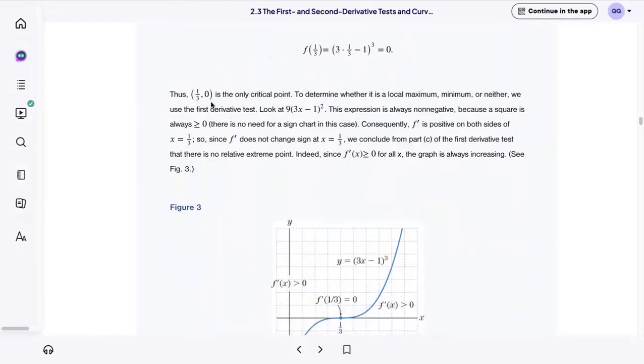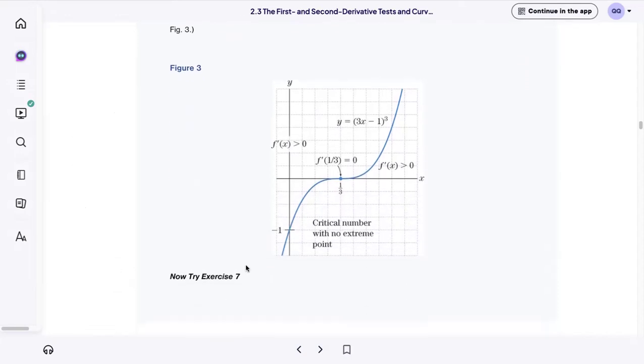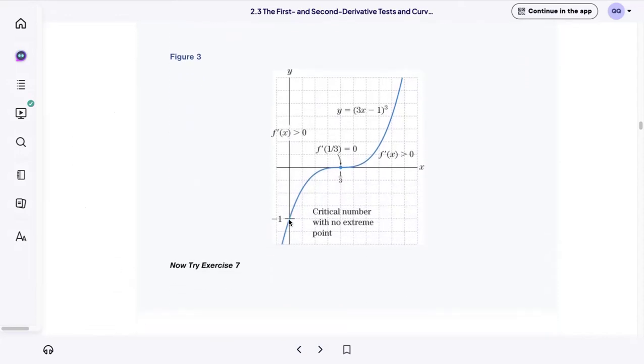So (1/3, 0) is the only critical point, right? If we use our calculator to graph it, we get a picture of this. We see 1/3 is a critical point, also an inflection point, because it turns the graph from downward to upward, right? Concave down to concave up.